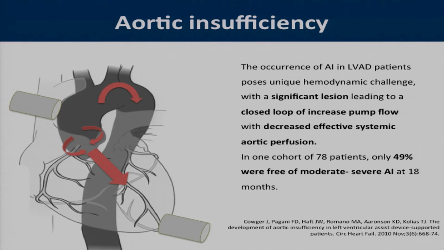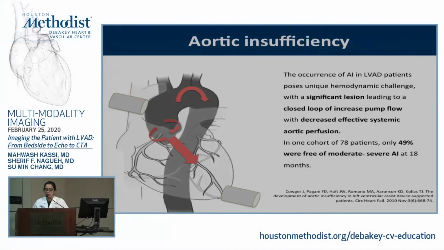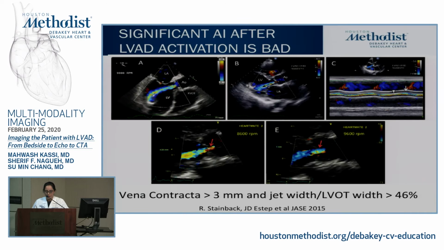And 50% of the patients develop moderate to severe aortic regurgitation at 18 months. I've seen it as early as a month, so I think there is some discrepancy about timing too. But there is early AI, there is late AI, and when AI is present, it does portend poor prognosis.